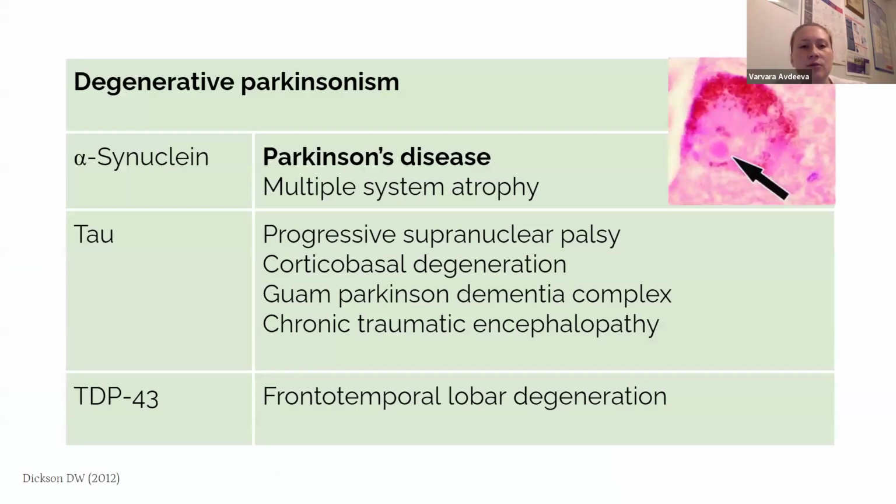Degenerative Parkinsonism includes disorders in which there is an accumulation or building up of substances. Alpha-synuclein is building up in neurons, as you can see on the picture on the right, and it is classically described in Parkinson's disease. It can also be seen in multiple system atrophy, and building up of tau protein is seen in many disorders, including progressive supranuclear palsy. And building up of TDP-43 in nervous tissue can be seen in frontotemporal lobar degeneration.